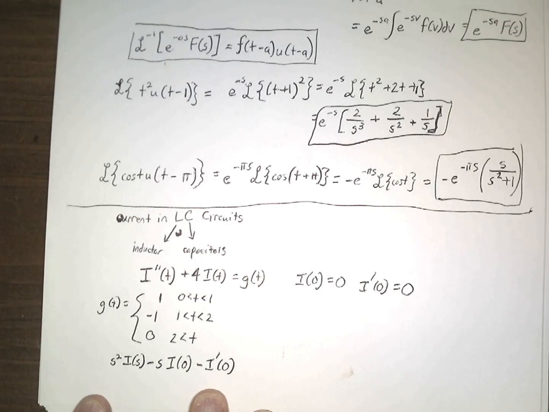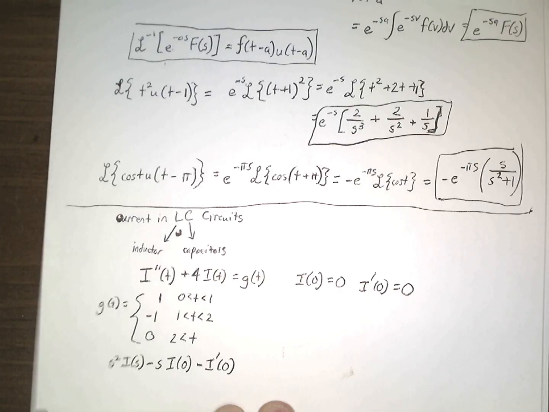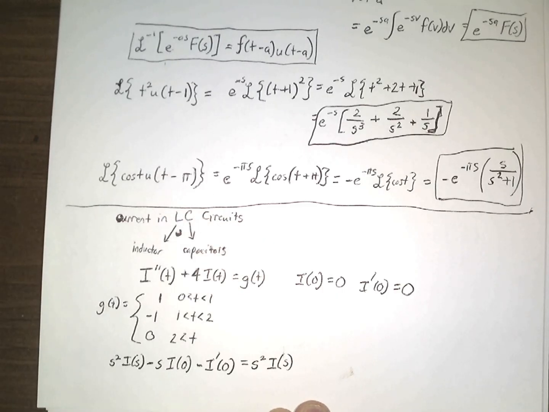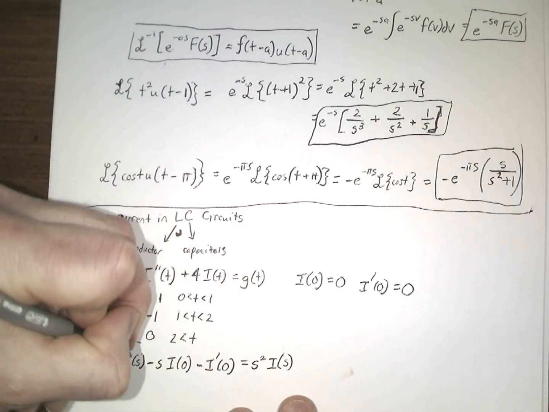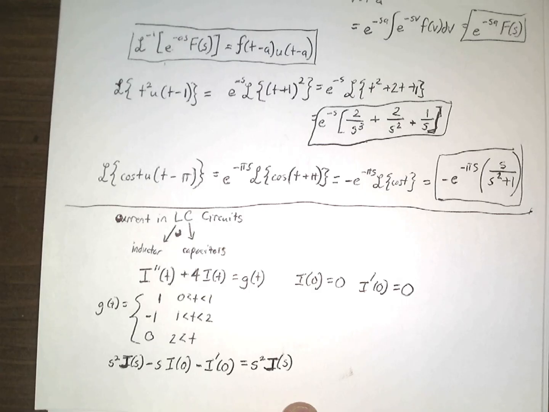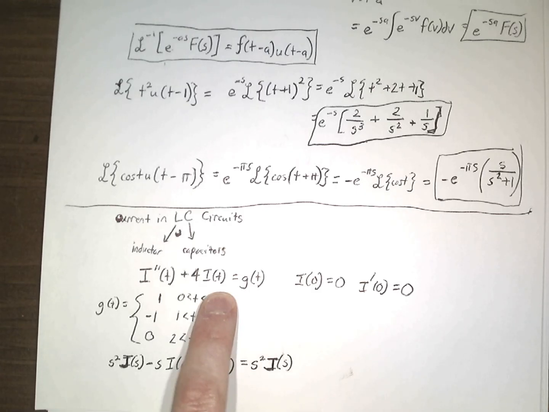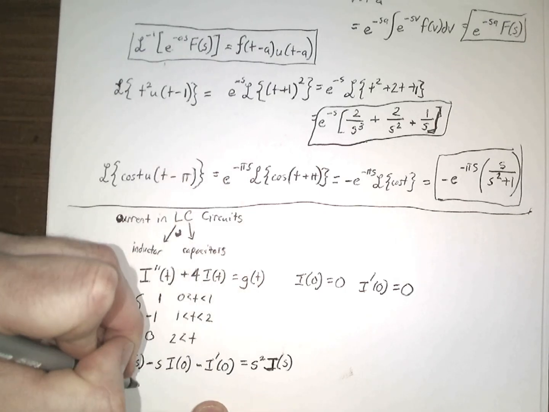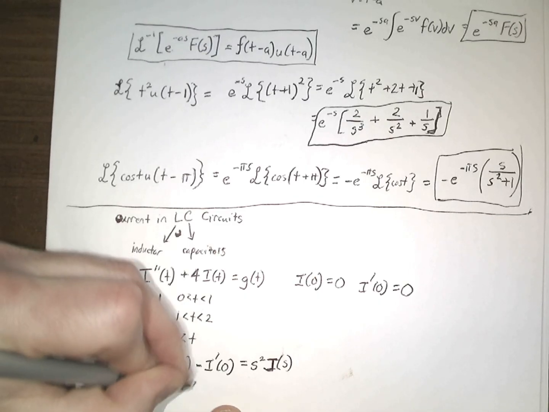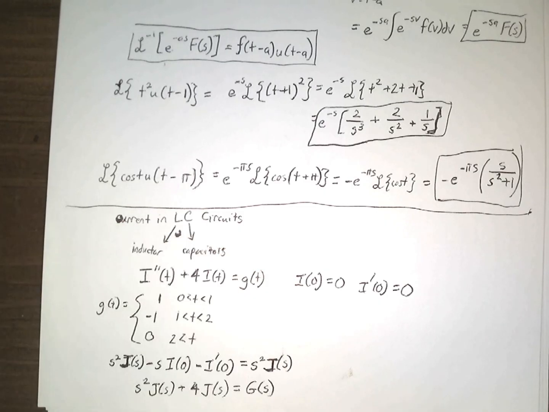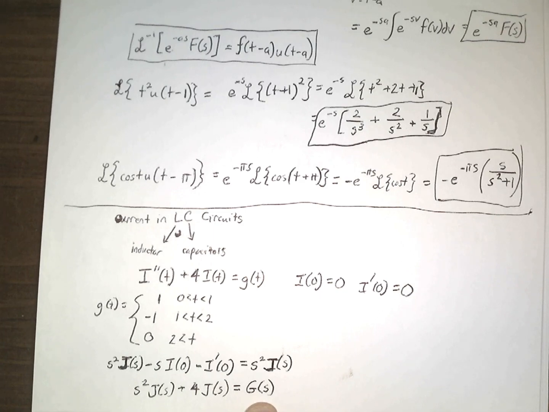Because our initial conditions are both 0, this is kind of nice. These two terms drop out, so we're just left with s squared times our transformed version of the current. I guess we should give that a different name, so we'll call that J instead of I. And then the Laplace transform of I by itself is J. That's what we called it now. So the left-hand side is going to become s squared J of s plus 4J of s equals the Laplace transform of G.